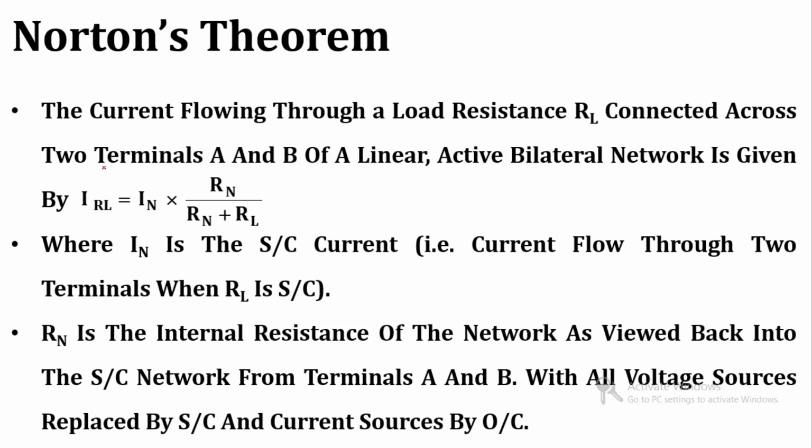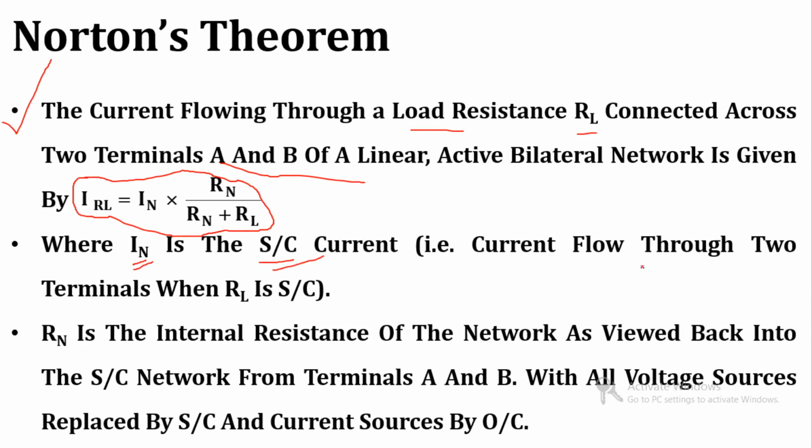So what is the statement for Norton's theorem? Norton's theorem states that current flowing through a load resistance RL, which is connected across the two terminals of a linear active bilateral network, is given by I_RL is equal to IN into RN upon RN plus RL. So what is the value of IN? IN is the short circuit current.